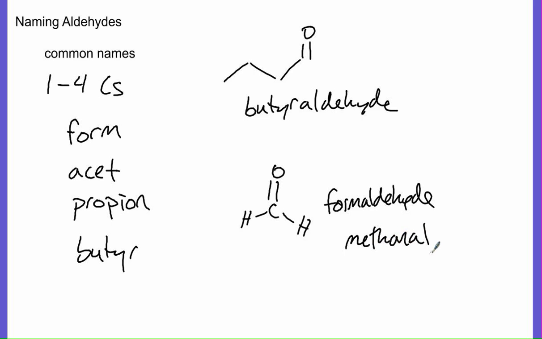So you have common names and you have IUPAC names. If you use the AL ending, it's an IUPAC name. If you're going to use one of those prefixes like form, it's going to be just a common name.